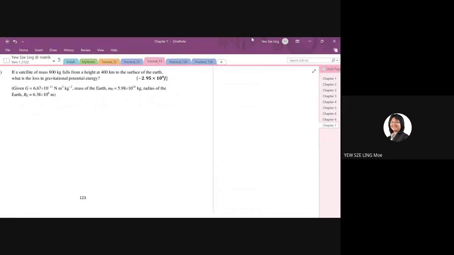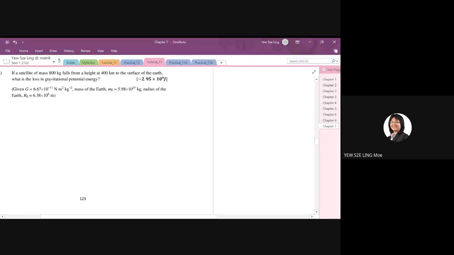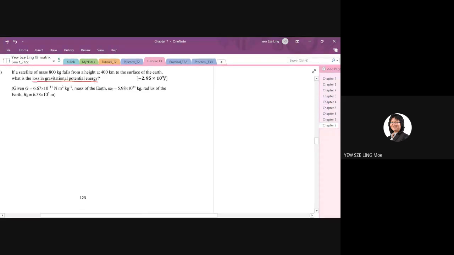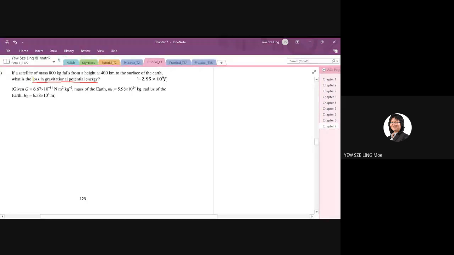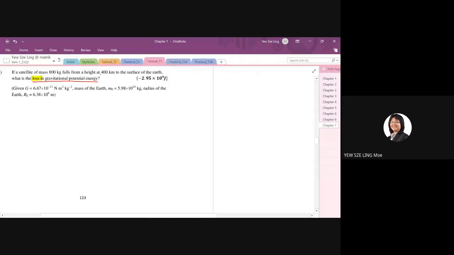If a satellite of mass 800 kg falls from a height of 400 km to the surface of the Earth, what is the loss in gravitational potential energy? Now you don't just look at gravitational potential energy. The key word is the loss. So what does it mean by loss? It means you are going to look at delta U. That is what the question wants. Not just gravitational potential energy, but actually it's asking for the change in gravitational potential energy.